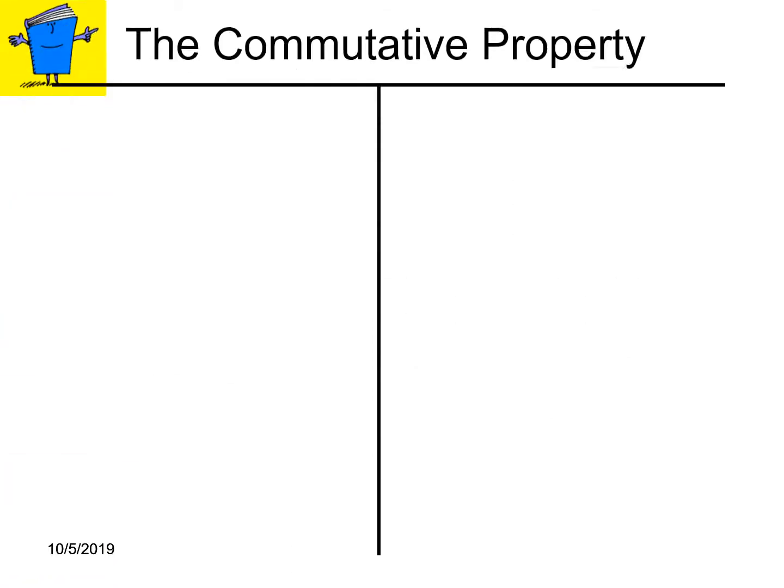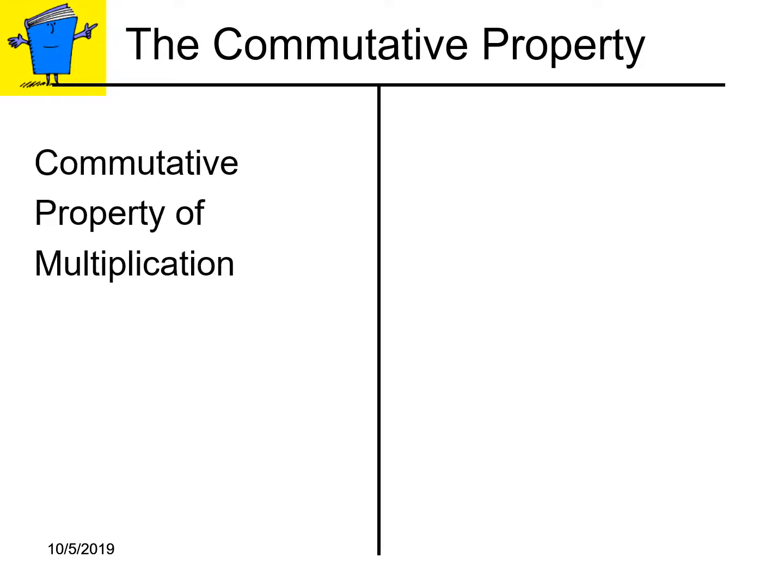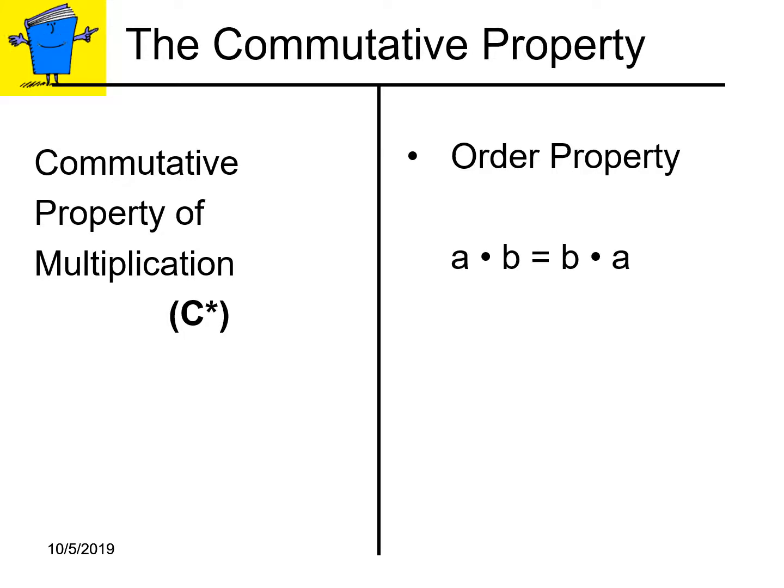The second commutative property is the commutative property of multiplication, and we're going to abbreviate this property as C star. The commutative property of multiplication is another order property where it says the order in which you multiply two numbers does not matter. Your product is still going to be the same. So if I have numbers A and B, the product of A and B is going to be the same as the product of B and A.